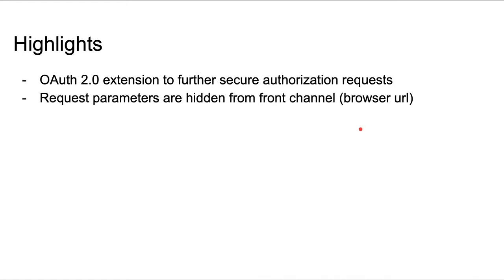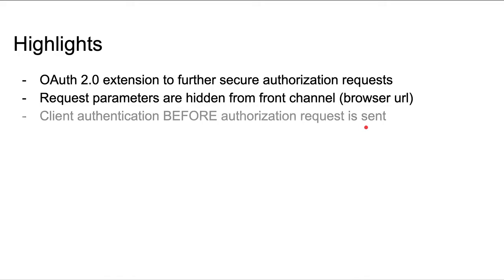All request parameters are hidden from the front channel. The idea is that if you think of a redirect URI where you would include all parameters, those are visible to other potentially JavaScript clients or users themselves, and to secure these parameters, they will not be shown in the front channel browser URL.